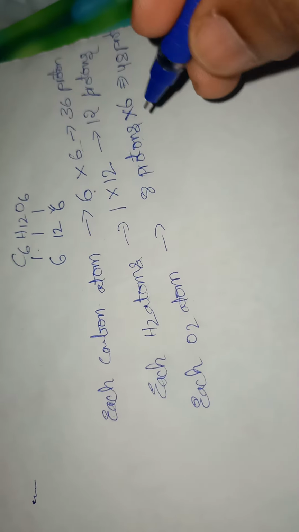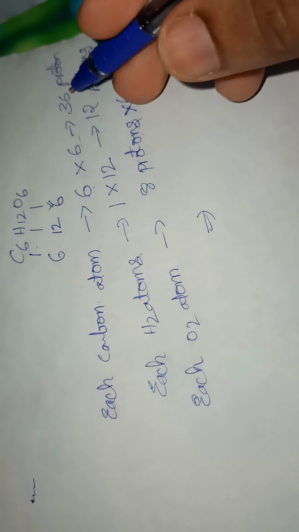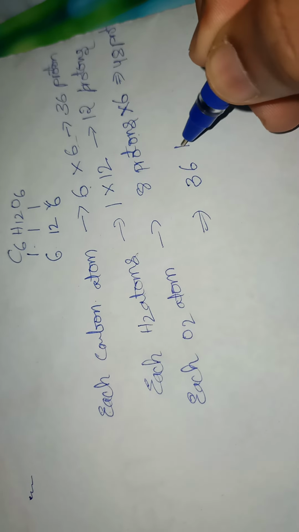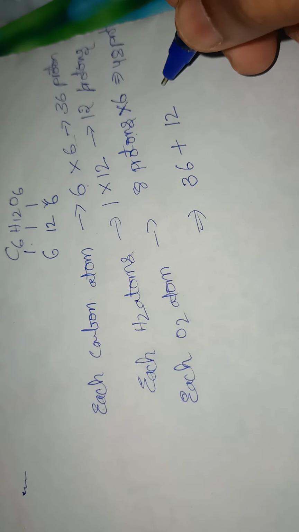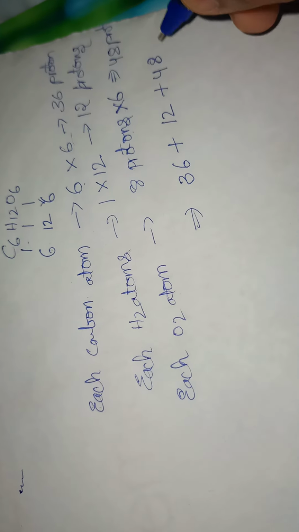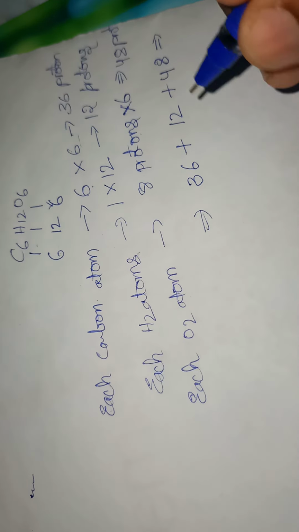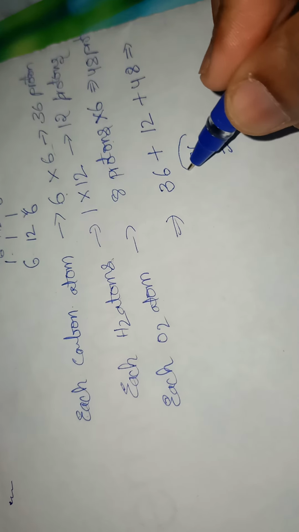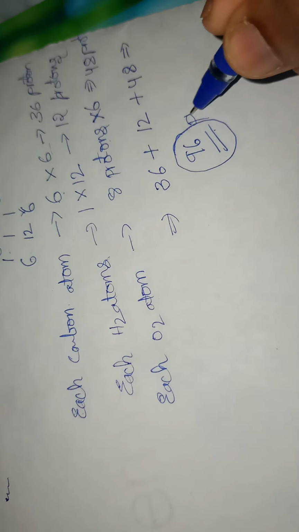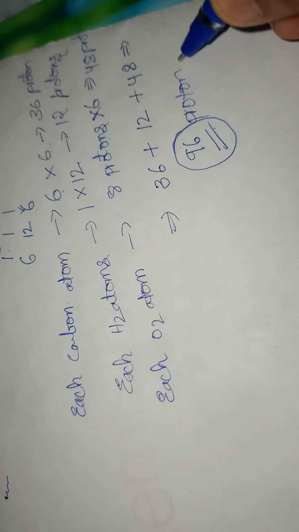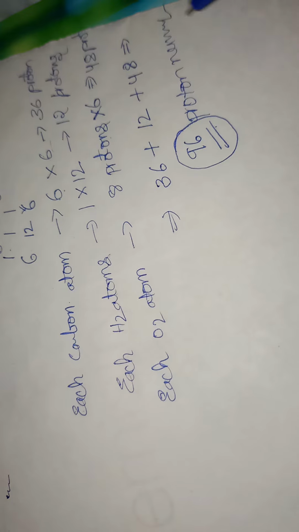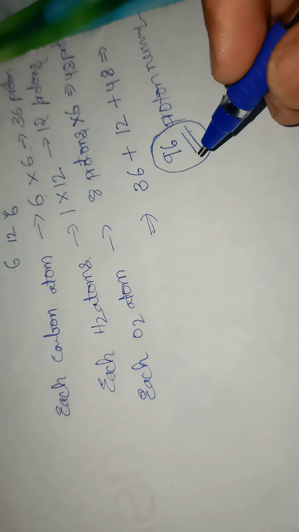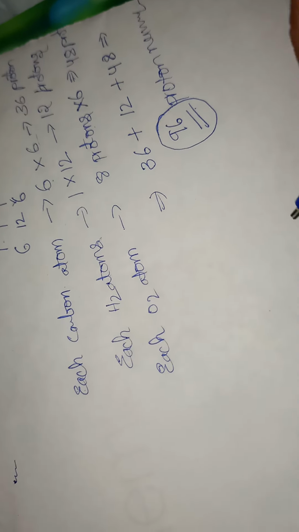So now we have to add all these: 36 protons, 12 protons, 48 protons, right? So 36 plus 12 plus 48 protons is equal to 96 protons. Totally 96 protons we got. Now this 96 value is the number of protons present in one single glucose molecule. So the proton value 96 is important to count the ATPs in one single glucose molecule.